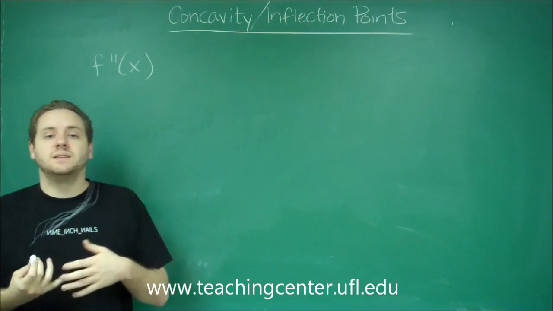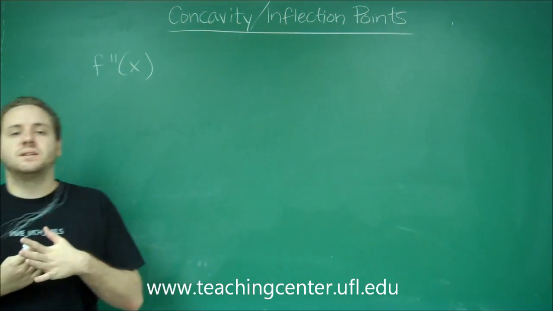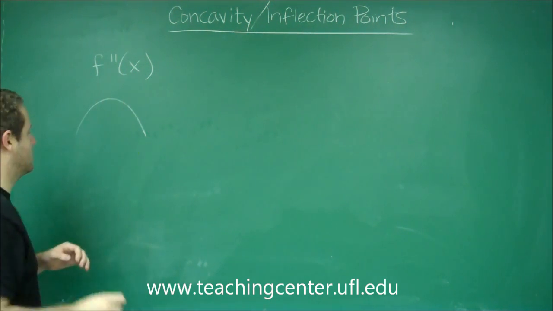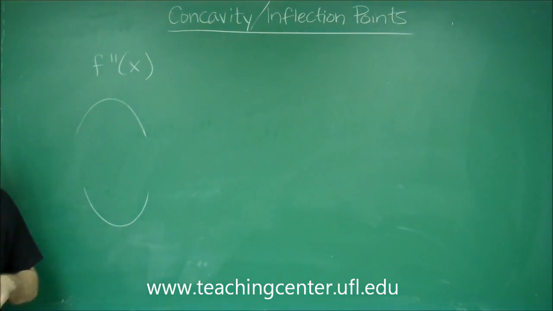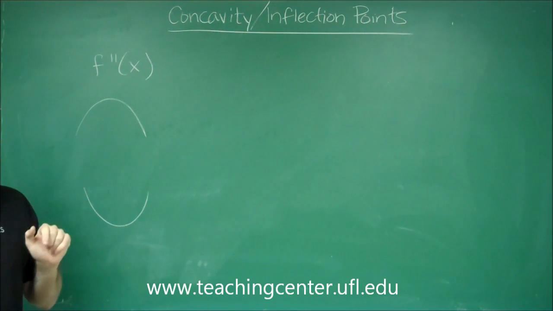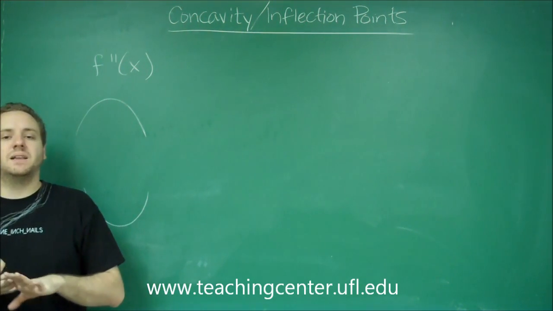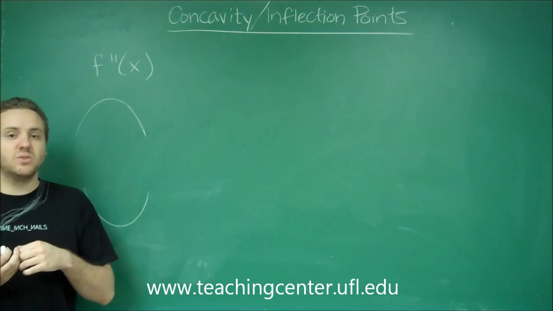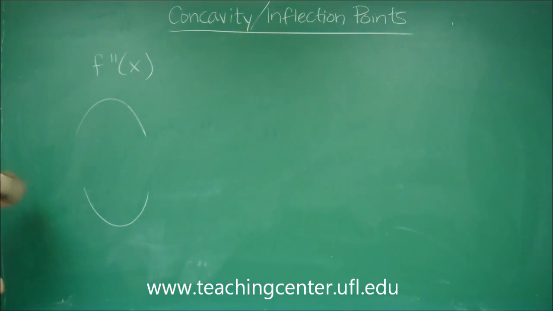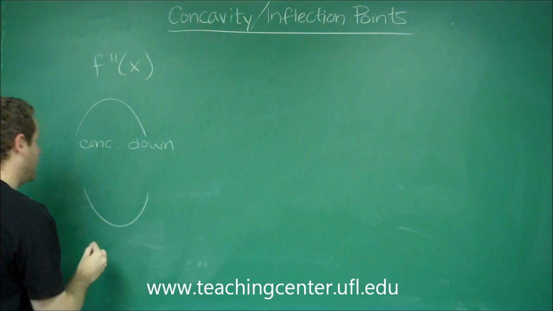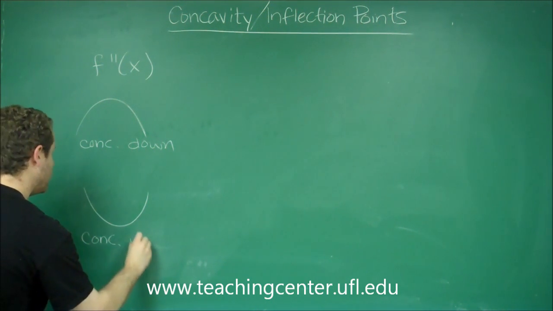Concavity is a shape of the graph that basically means it's either opening up or opening down. If you ever have a curve that looks like this, or a curve that looks like this, you can see on this curve it's increasing and then decreasing. This is decreasing and then increasing. That actually doesn't have anything to do with the concavity. The concavity is which way the graph is opening. In this case you would say it's opening downward. In this case, you would say it's opening upward. So this is concave down. This right here is concave up.